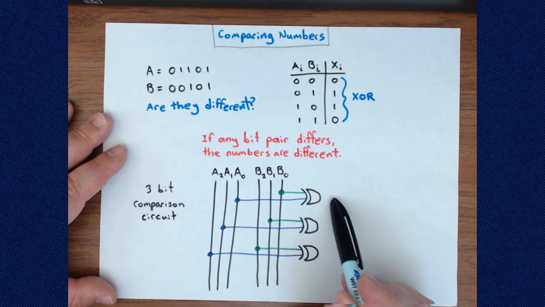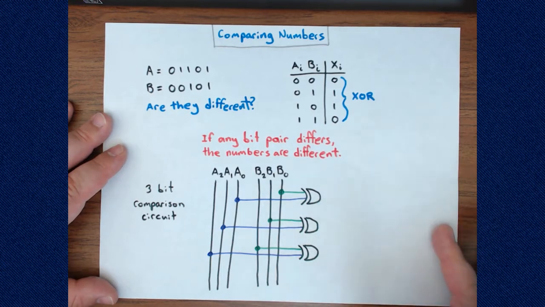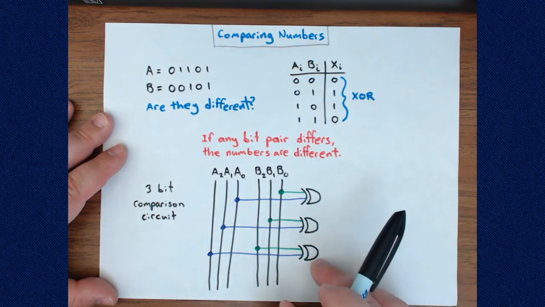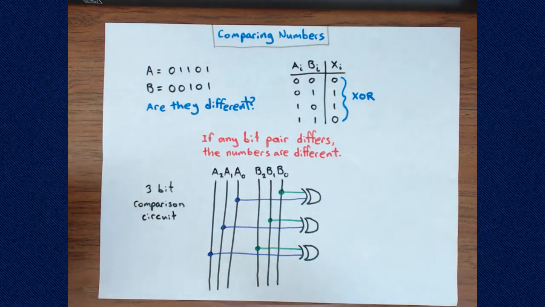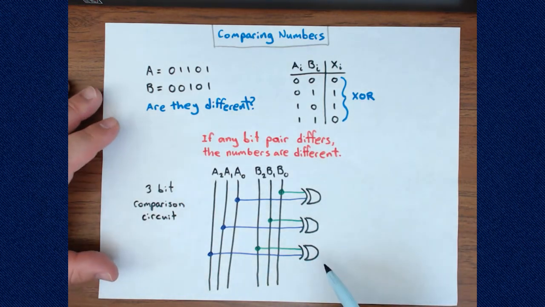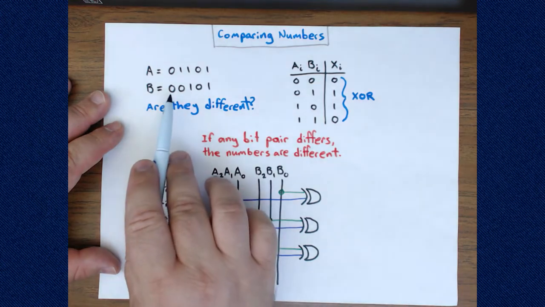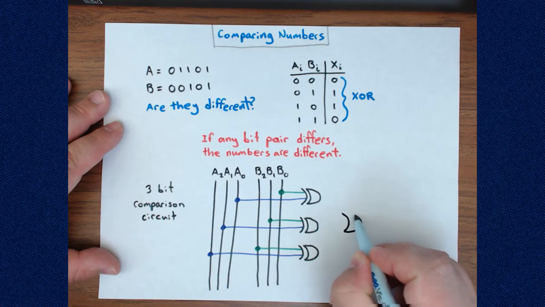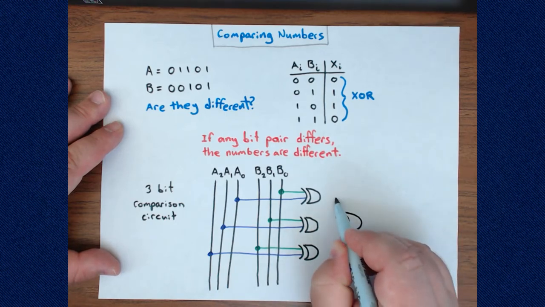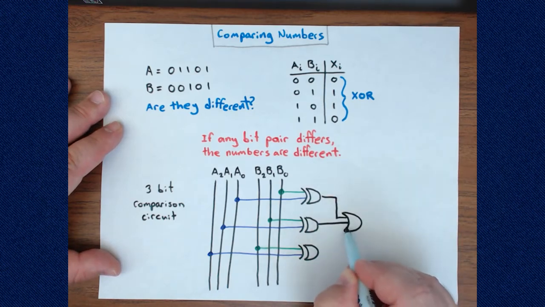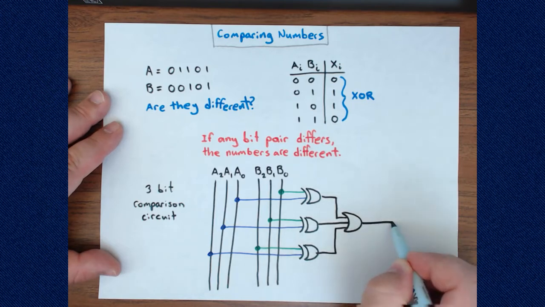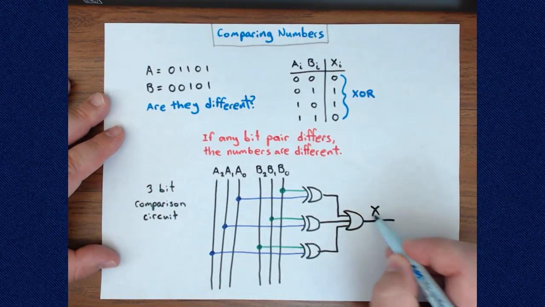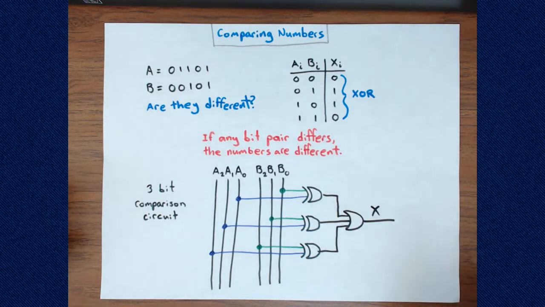So if this one produces a 1, we want the output of this circuit to produce a 1. Or if this one produces a 1, we want the output to be a 1. Or if this one produces a 1, the output should produce a 1. So to connect these 3 individual circuits that compare the bit pairs, all we need is an OR, because that's literally what we were just saying to describe how this works. So it's not too complicated. There we go, we have a nice comparison circuit.